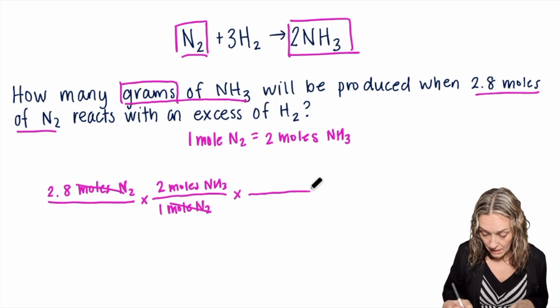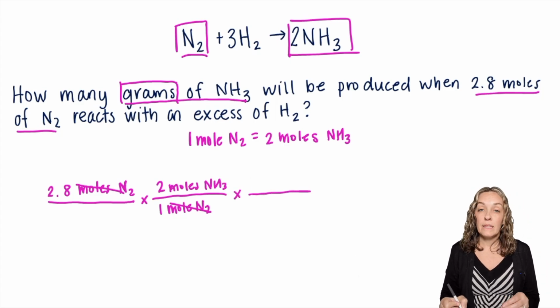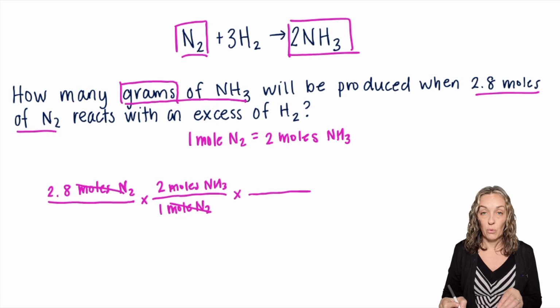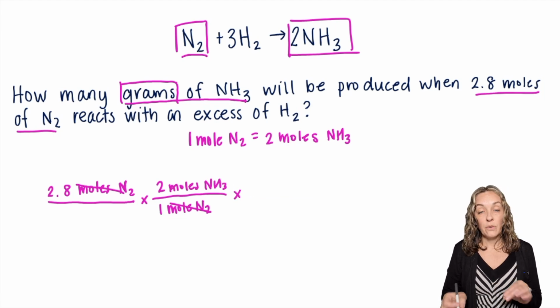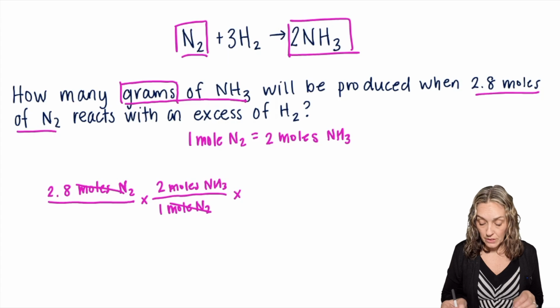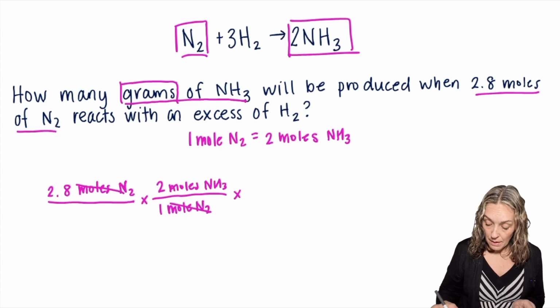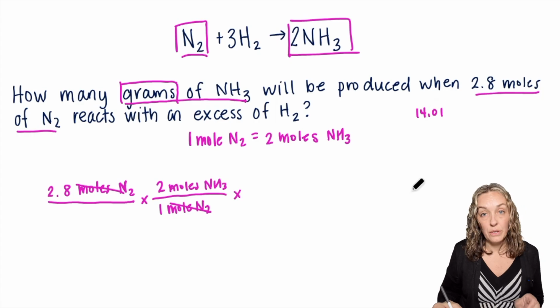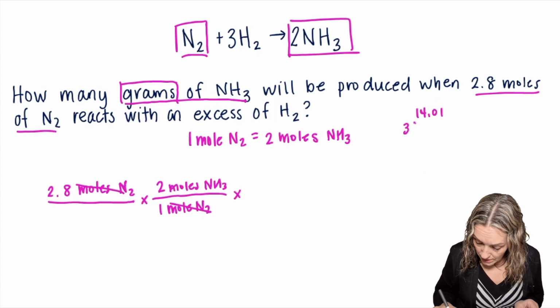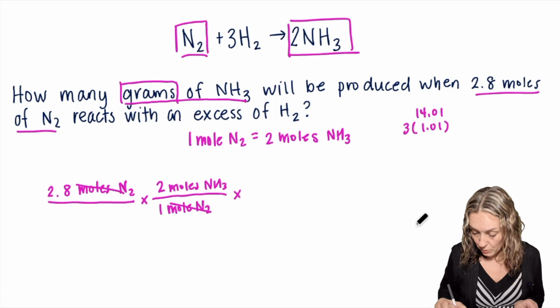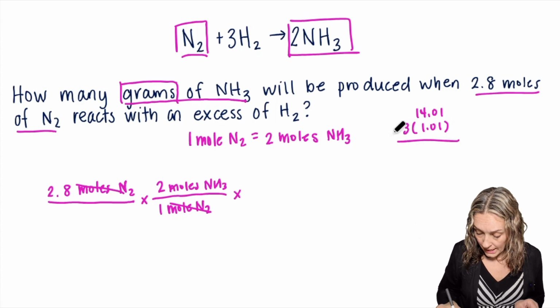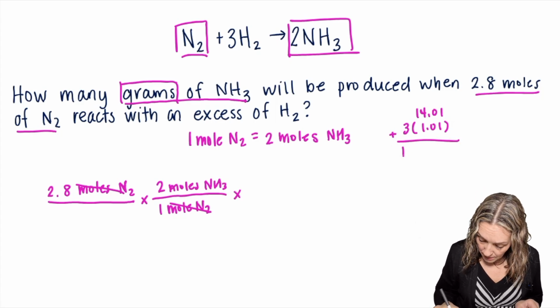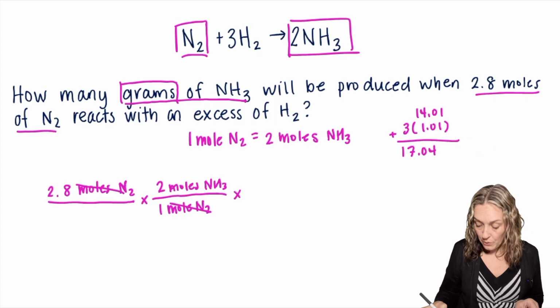So rather than stopping here, I'm going to do one more step, and in that step, I'm going to convert my moles into grams. In order to get from moles to grams, I'm going to have to go to the periodic table. I'm going to add up 1 nitrogen, which has a mass of 14.01, 3 hydrogens, which have a mass of 1.01. When I add this up, I end up with 17.04.